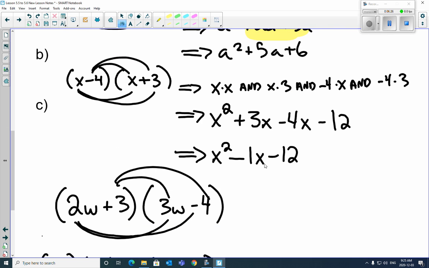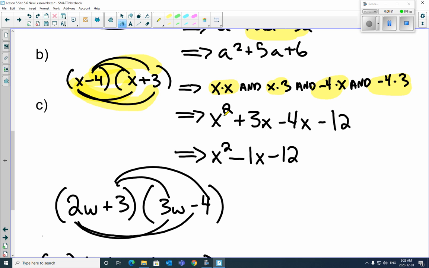Okay, well, let's do another one. Yeah, the lines are right on this one. Okay, so first, outside, inside, last. First would be x times x, right there. You can see it's right there, x times x. Outside, x times positive 3, right there. Inside, careful, that's a negative 4 times x, negative 4 times x right there. And last, the 2 last terms are negative 4 and positive 3, so negative 4 times 3.